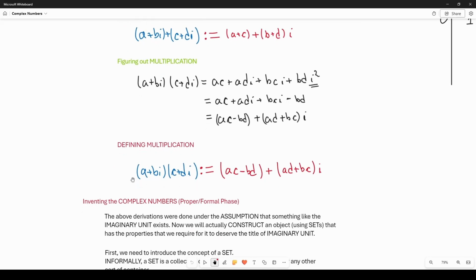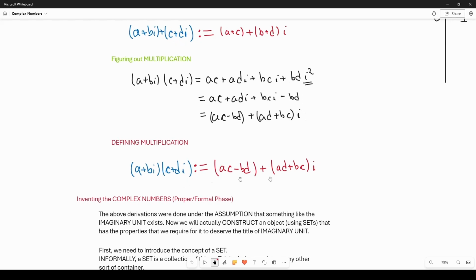So what does it mean to multiply two complex numbers? Well, it's to get this new complex number using this computation. This is how you multiply complex numbers.